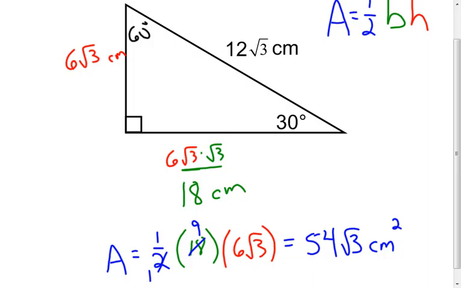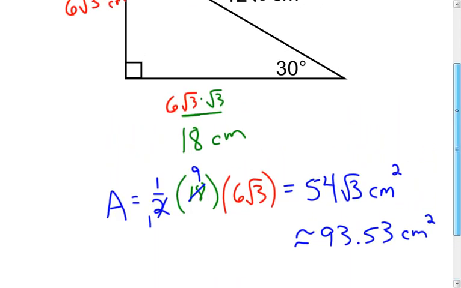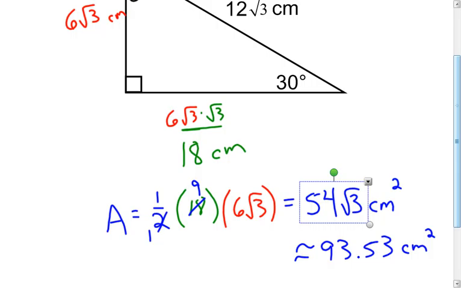Now if you want an approximate answer, that's going to be a little different. So if we take 54 and multiply it by the square root of 3 on our calculators, now we're going to get an approximate value of 93.53 centimeters squared. So depending on what answer the problem is asking for, I have them both, exact and approximate.